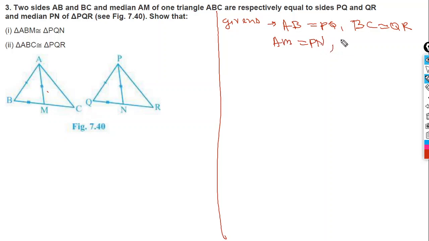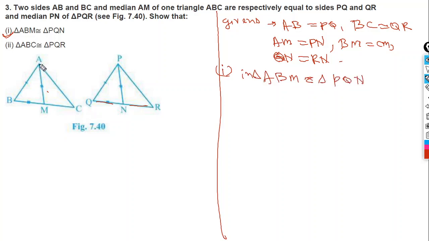You can also write that BM equal to CM and QN equal to RN. This much data is given. First we have to prove part one: ABM and PQN. You will write in triangle ABM and triangle PQN.